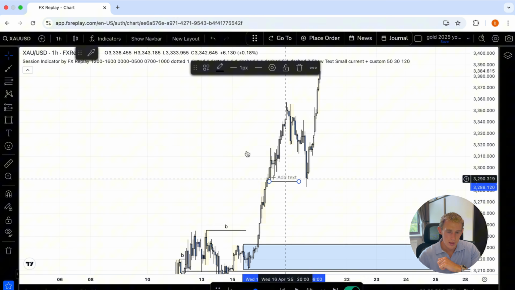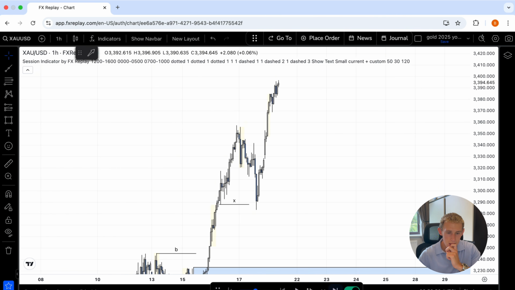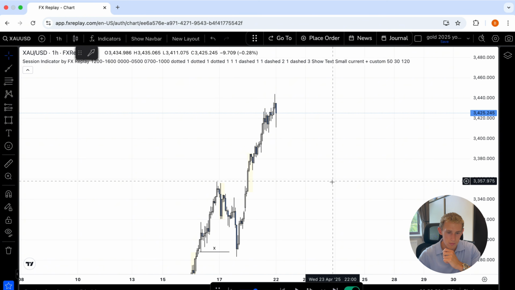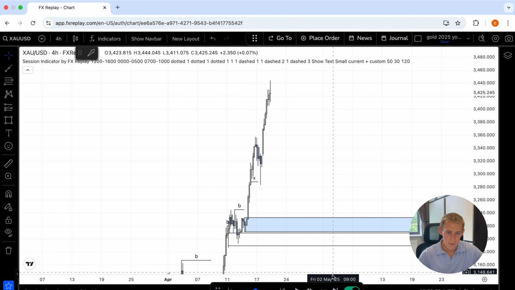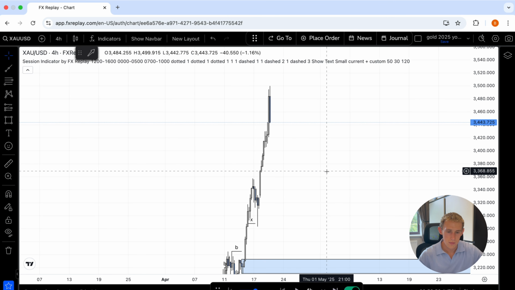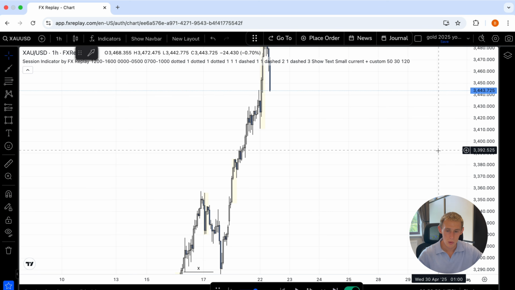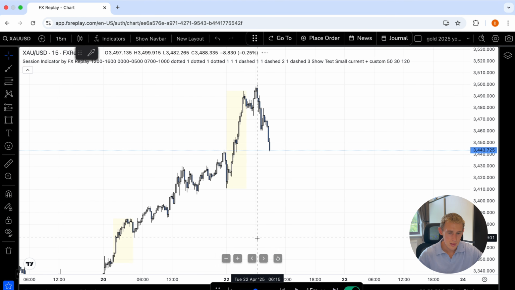Yeah, so that's slightly annoying. Price just wanted to sweep this bit of liquidity here. Still not seeing a clear POI here. See, a very difficult situation to trade here because price just keeps impulsing up with not really any clear areas.